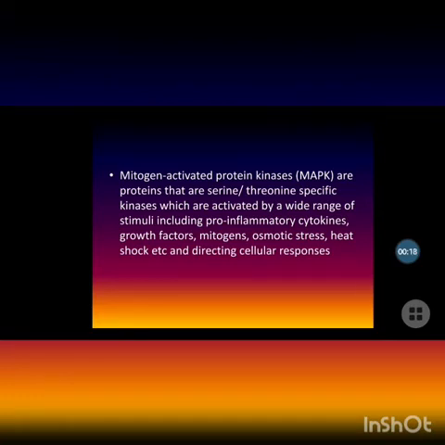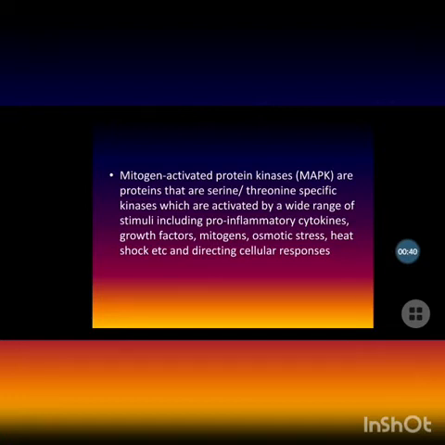MAP kinases stands for mitogen activated protein kinases. These are the proteins that are serine threonine specific kinases which are activated by a wide range of stimuli including pro-inflammatory cytokines, growth factors, mitogens, osmotic stress, heat shock and directing cellular responses.